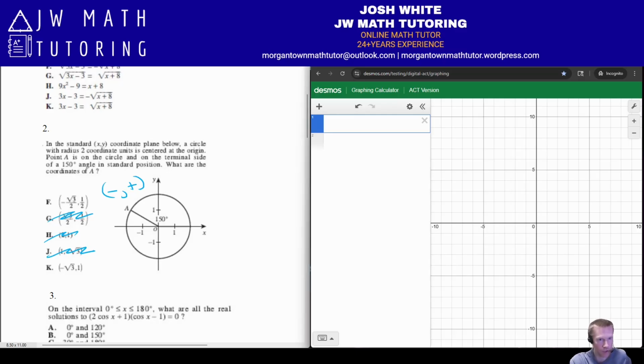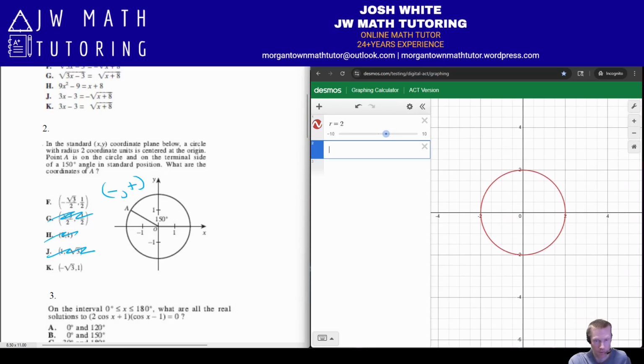All right, so now what I'm going to do is, first, and this is a pro tip. This is not covered in my advanced guide or anything, but to quickly graph a circle, just type r equals whatever the radius of the circle is, and that will give you a circle centered at the origin with the radius that you want. So here is the exact circle shown in the picture. Just type r equals 2.